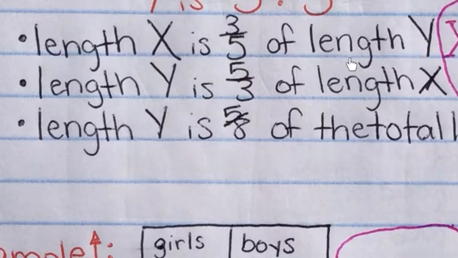Our y comes second, so it's going to go on the bottom. And if you look down here at this second example, length y is first, so it's on top. Length x is second, so it's on the bottom.